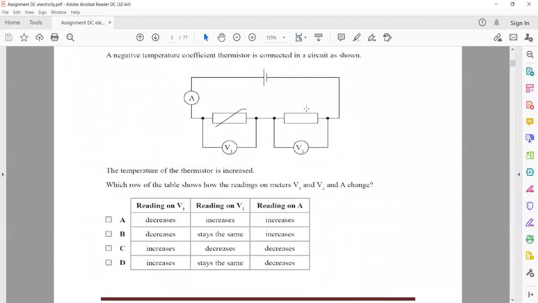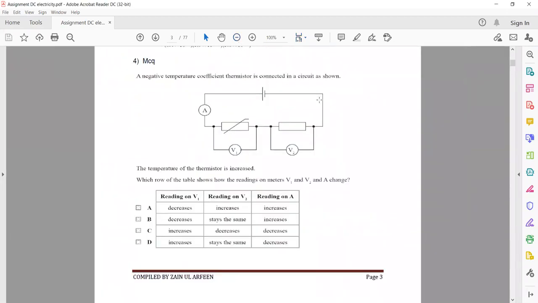In question 4, a negative temperature coefficient thermistor is connected in series as shown. The temperature of the thermistor is increased. Which row of the table shows how the readings of voltmeter 1, V1, and V2, and the current change? So what is the relation between temperature and resistance for a thermistor? They are inversely proportional. So if the temperature is increased, the resistance of the thermistor will decrease.